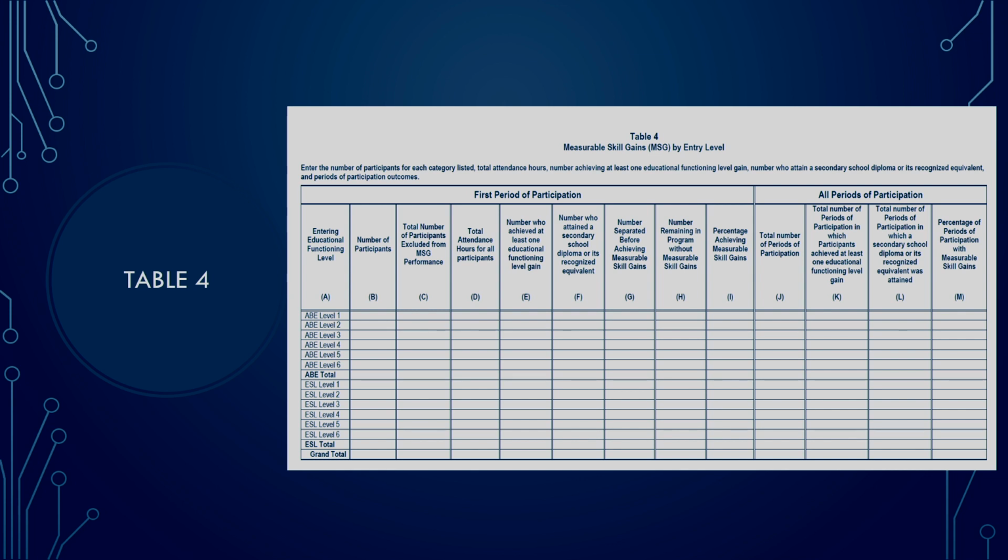For example, table 4A breaks down specifically column E. Since there are 3 ways for a student to get an educational functioning level gain, an EFL gain, and you want to know which way they did it. Did they do it through a pre-post test? Did they do it through gaining credits? How did my students actually do that? You can run a table 4A on your students, and that will break it down. Go ahead and run those.